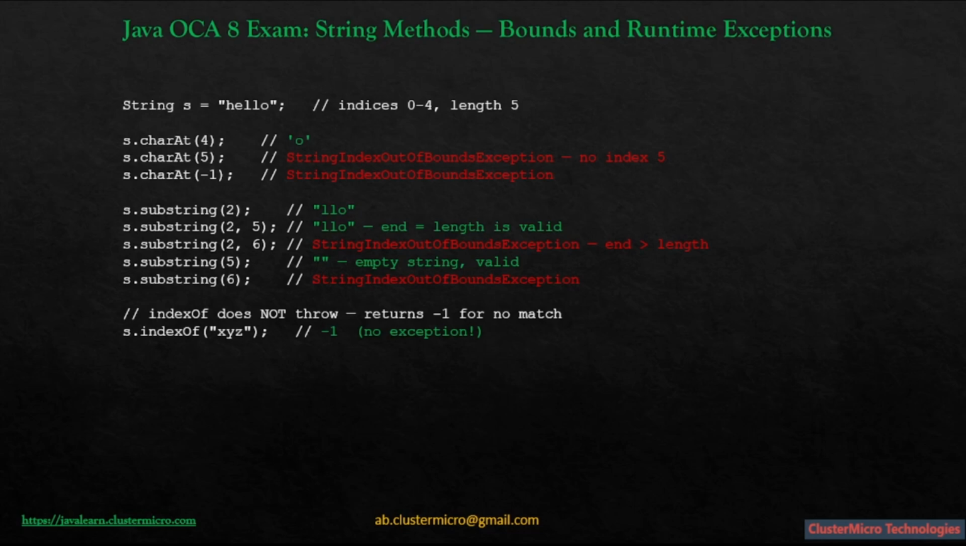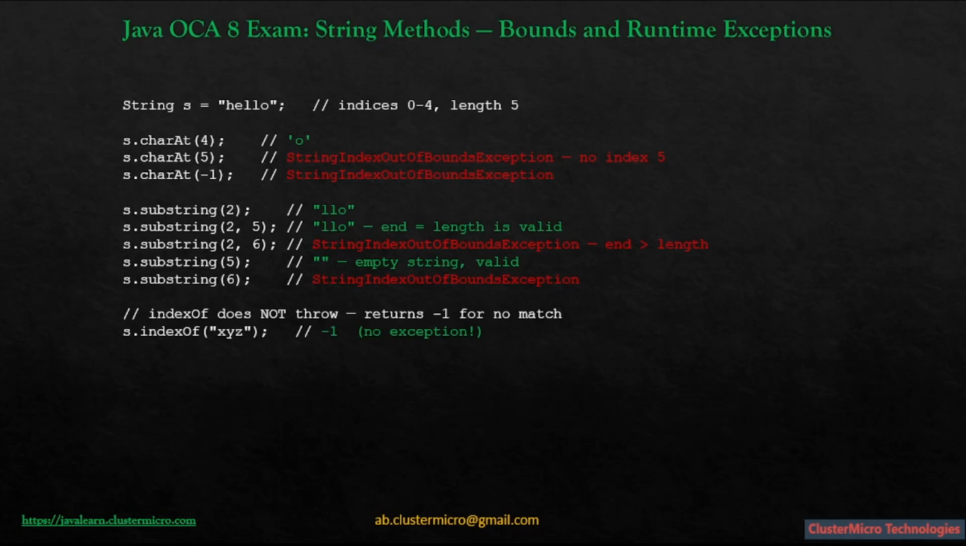So begins at 2 and end is 5. Remember, end is exclusive. So we get indices 2, 3, 4, LLO again. The end index 5 equals the length, and that is perfectly valid. The end is allowed to be exactly equal to the length. Okay. Then we have s.substring(2, 6). So it will be StringIndexOutOfBoundsException. The end of 6 exceeds the length of 5. So it will throw.